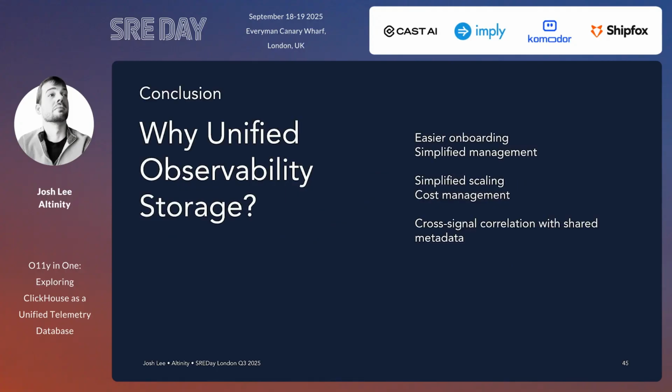So to recap, why unified observability storage? Easier onboarding, right? It's one tool for people to learn. Simplified management. It's one tool to manage and scale and have tooling and observability for, right? You need observability for your observability. And that last benefit, I think, is the biggest one: you can do cross-signal correlation with shared metadata using resource attributes in the exact same format across every signal.